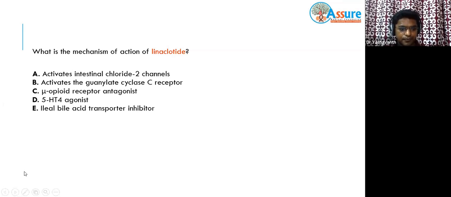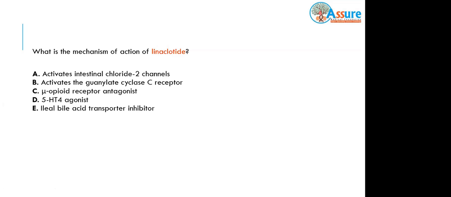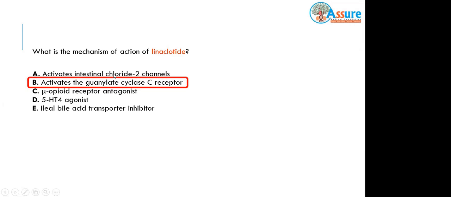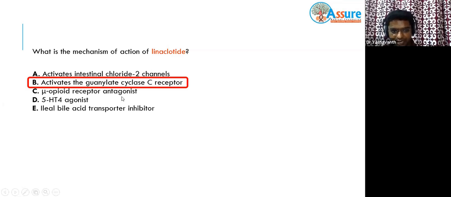B. B, sir. Right, B is the correct answer. So which drug acts in this pathway? Lubiprostone. Yeah. Which drug is a mu receptor antagonist used in constipation?